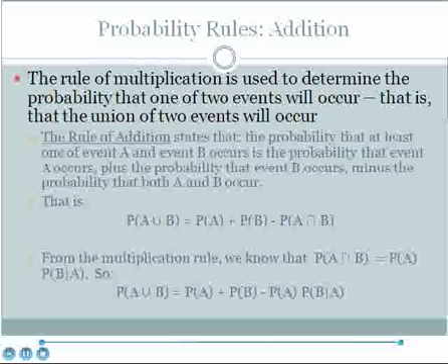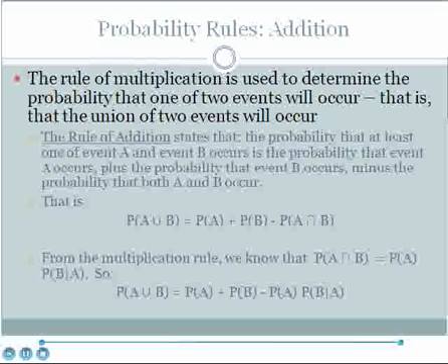Finally, let's consider the addition rule. The rule of addition states that the probability that at least one of events A and B occurs is the probability that event A occurs plus the probability that event B occurs minus the probability that both events will occur.